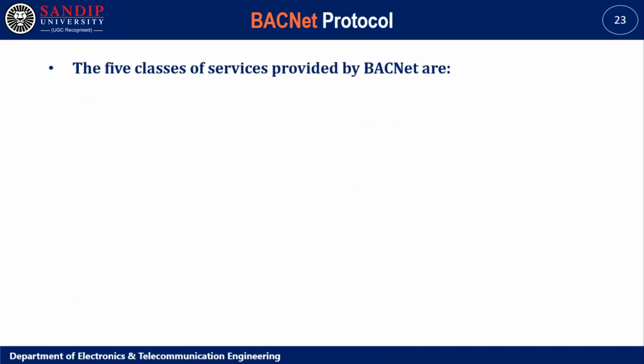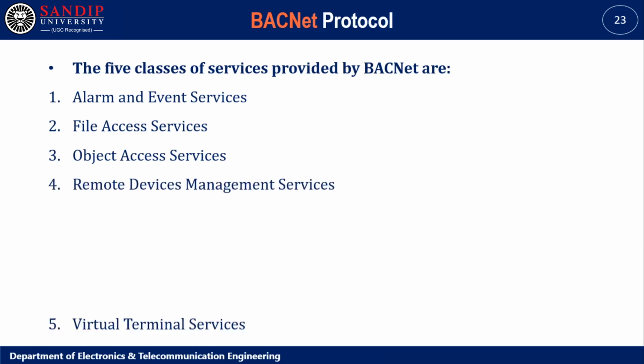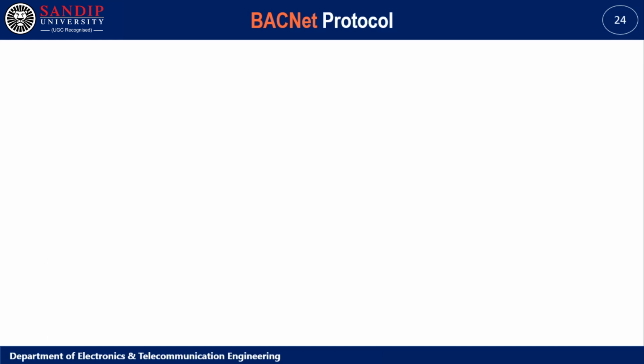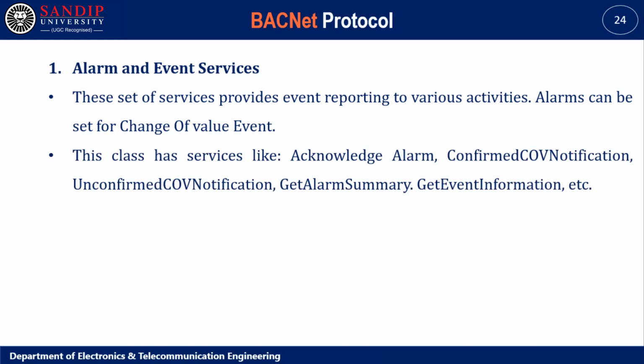The 5 classes of services provided by BACnet are: alarm and event services, file access services, object access services, remote device management services, virtual terminal services. First, alarm and event services. These sets of services provide event reporting for various activities. Alarm can be set for change of values event.